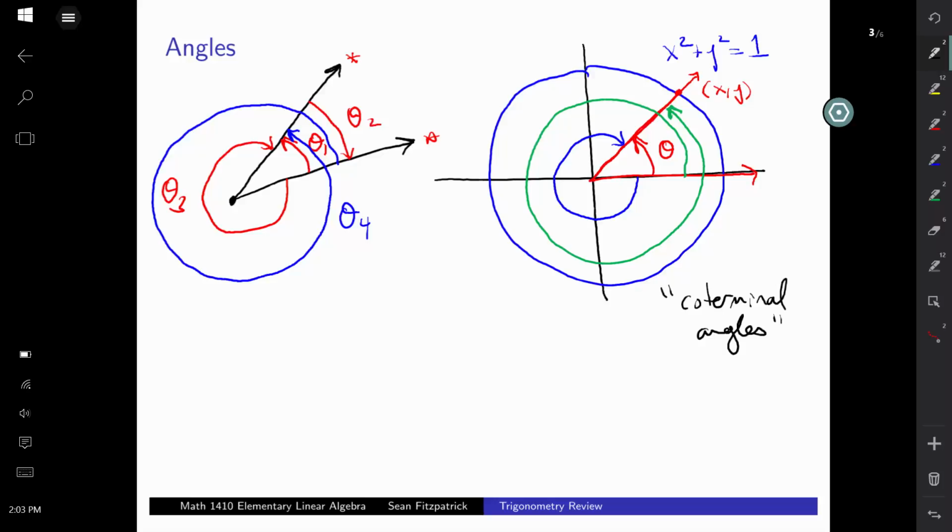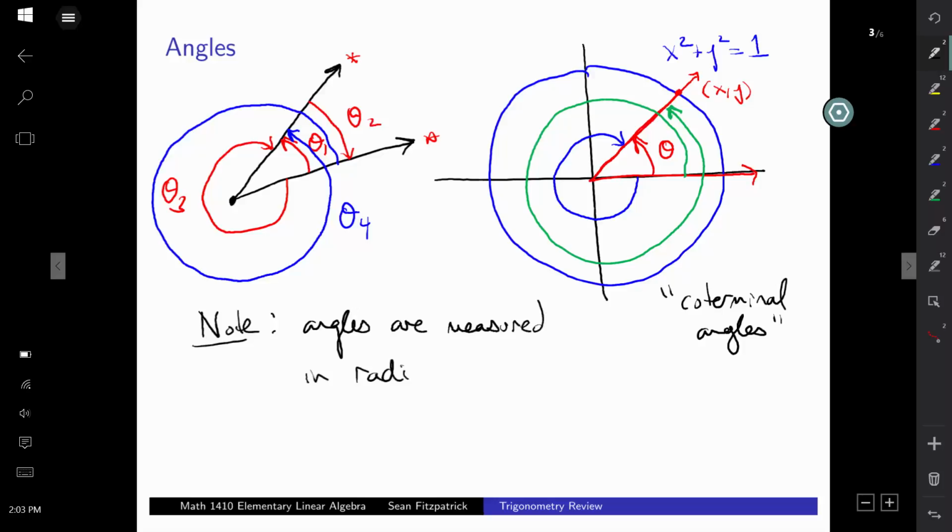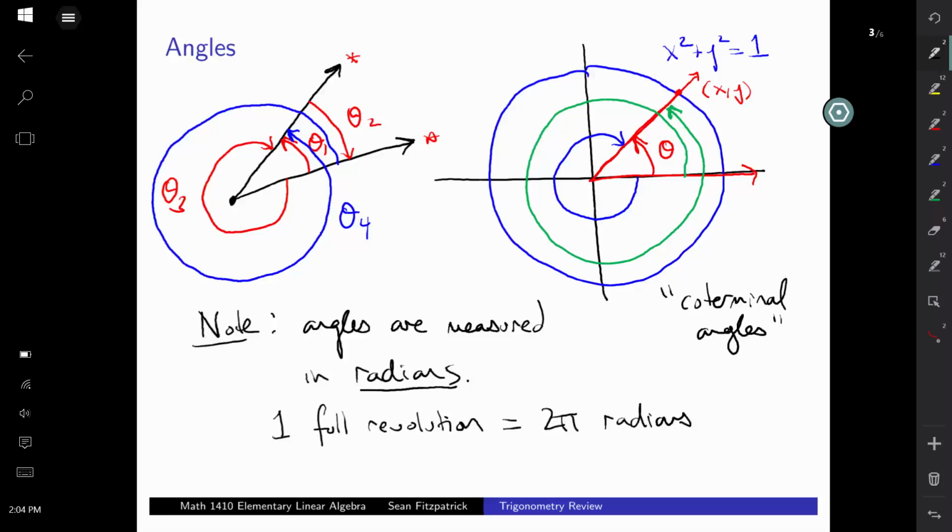The only other thing that I want to mention before we move on, just as a warning, if you like, is that in pretty much any mathematics class that you're going to take, angles are always measured in radians. Okay, so the radian measurement, you'll probably recall, assigns an angle of 2 pi to a complete revolution. So in radians, 1 full revolution is equal to 2 pi radians. If you were working in degrees, a full revolution is defined to be 360 degrees.